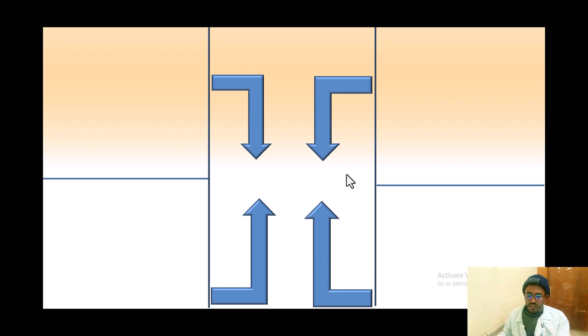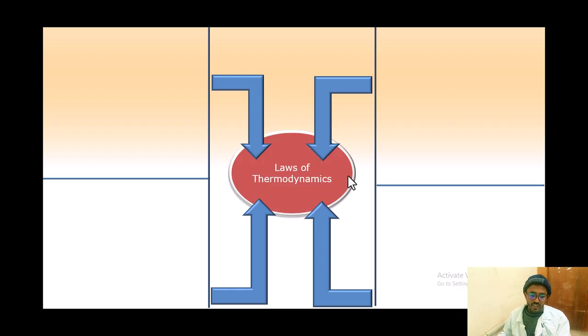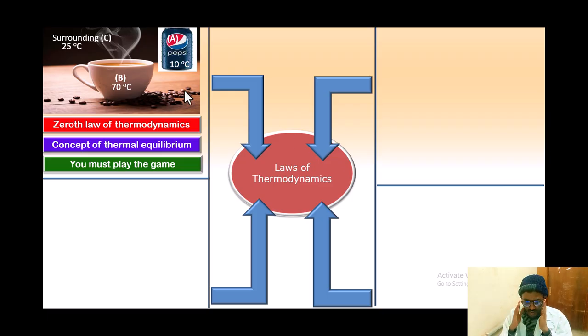Now let's see the laws of thermodynamics. Actually we will see them in detail, but this is like a highlight for this slide, and as we go through the slides we will see the different laws of thermodynamics in detail. But the first one, we have the Zeroth Law of Thermodynamics. It's all about the concept of thermal equilibrium, but I want you to have in your mind, you must play the game. This is like an analogy for these laws of thermodynamics.